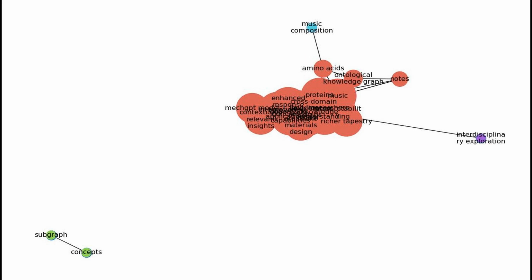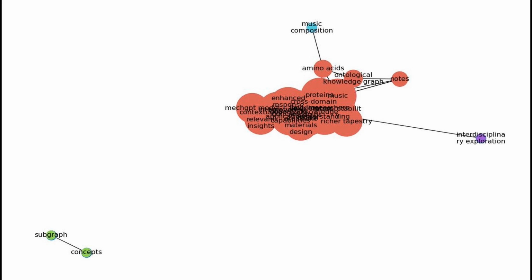1. Interpretable graph structure. By constructing an ontological knowledge graph, the relationships between music and proteins are represented visually and structurally. Each node in the graph can symbolize key concepts, such as amino acids in proteins and notes in music, while the edges show how these concepts connect. This structure allows researchers to easily comprehend complex relationships and draw analogies between seemingly unrelated fields.